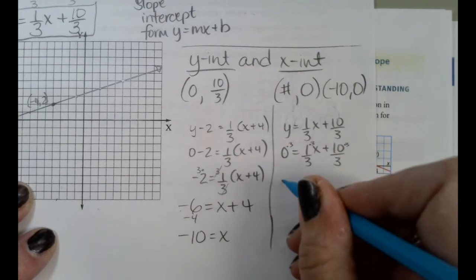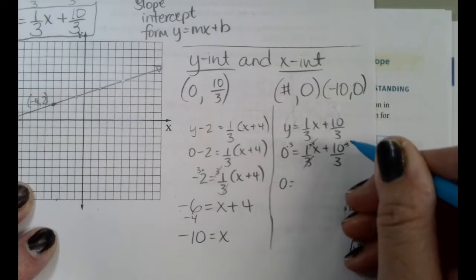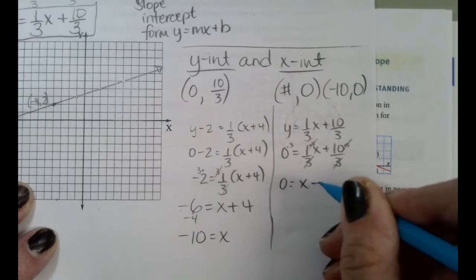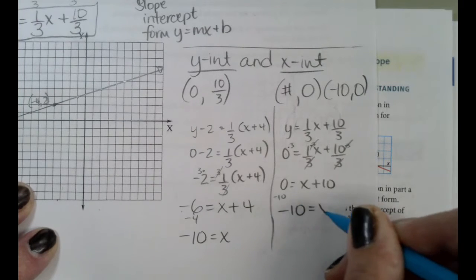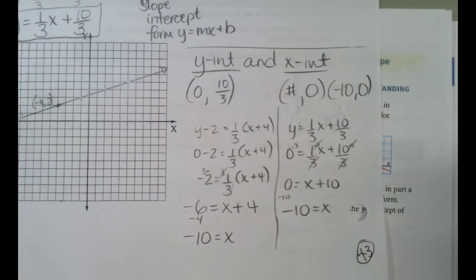But 0 times 3 is 0. These 3's cancel out. Those 3's cancel out. I get an x plus 10. Subtract off the 10. -10. Way easier. I like that one. It's your choice. They both get the same answer, right? I guess so. Yep.